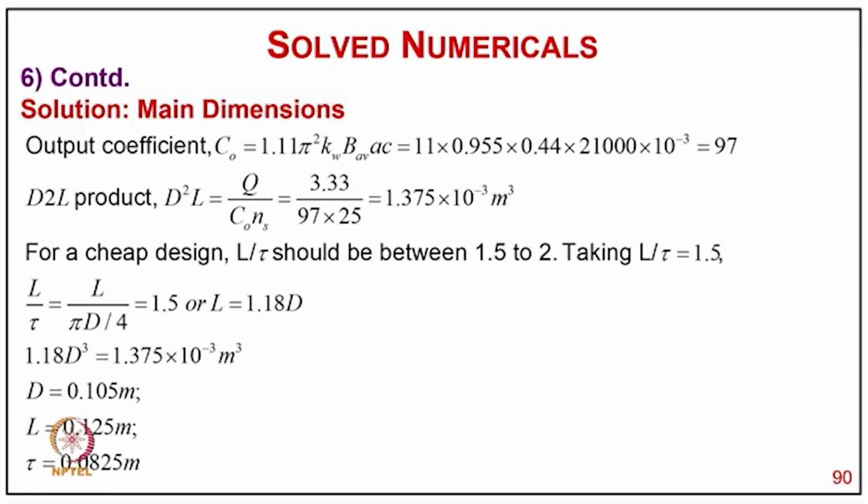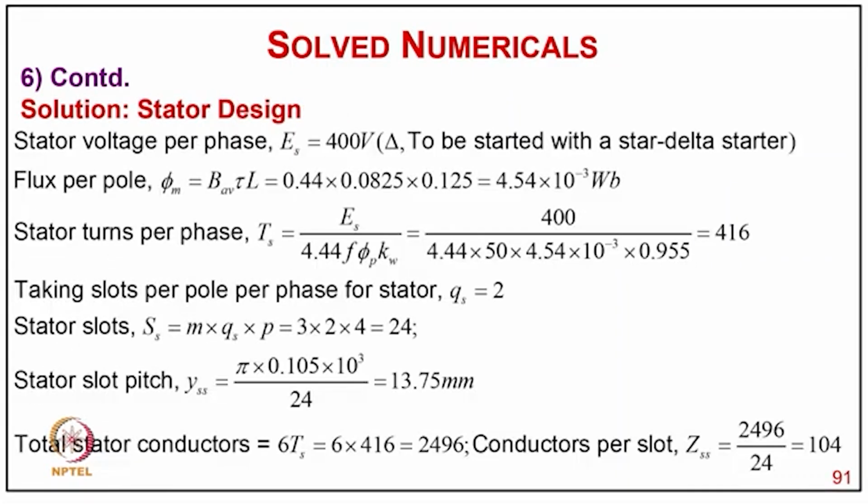D square L product comes from Q upon C0 Ns, so it comes to 1.375 into 10 to the power minus 3 meter cube. And for a low cost design, L upon tau should be between 1.5 to 2. So taking L upon tau as 1.5, you get the relation L equal to 1.18 D, and putting this in the above relation of D square L, we get D equal to 0.105 meter, L equal to 0.125 and tau equal to 0.0825 meter.